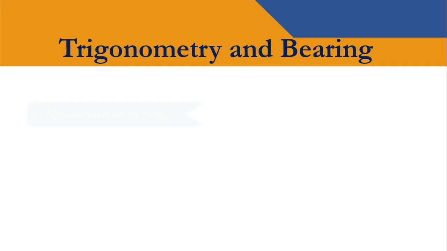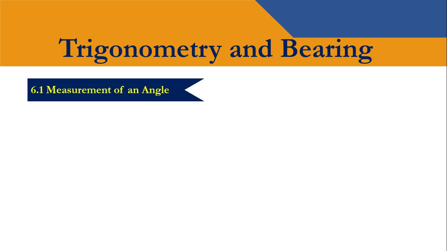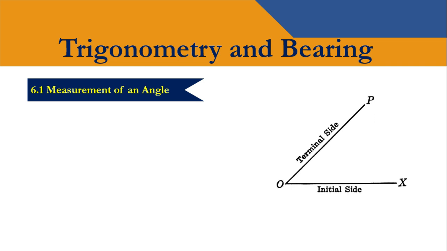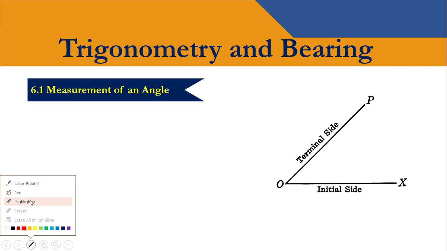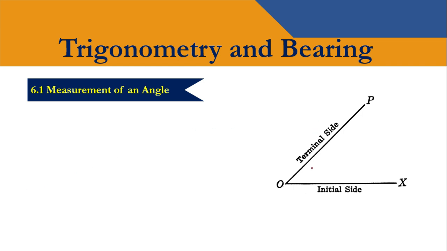Before starting this, we have to know how to measure an angle. To measure an angle, we need the union of two rays having a common endpoint, which forms an angle. An angle is positive or negative. If we measure an angle in the anti-clockwise direction, it is positive, and if we measure the angle in the clockwise direction, it will be negative.